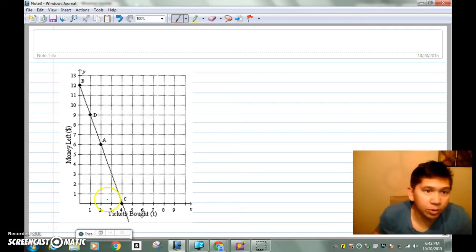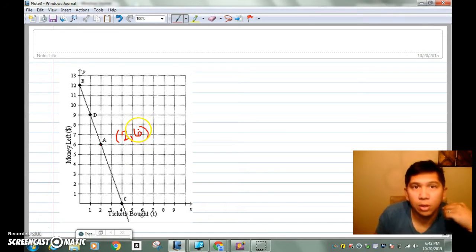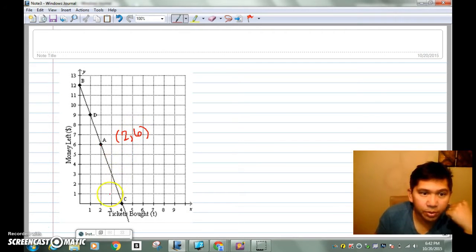Let's start with this one right here. Let's talk about what point A means. What does point A mean? On this first scenario, let's start with identifying our ordered pair. The ordered pair for this is (2, 6). Now, if you're wondering what this means, let's go through the ordered pair. 2. What does the 2 represent in this particular case? It says 2 tickets that were bought. So you bought 2 tickets.